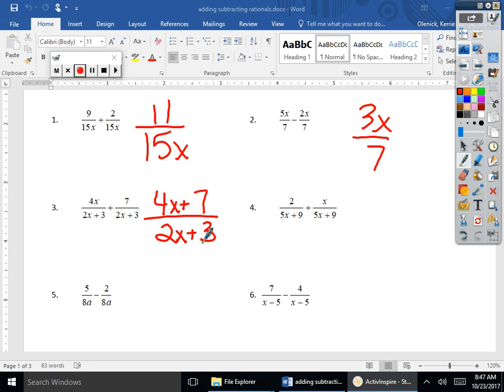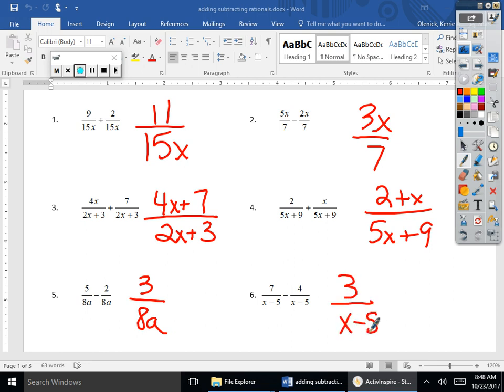Okay, number 4, 2 plus x, 5x plus 9. Okay, number 5, 3 over 8a, and number 6, 3 over x minus 5. Excellent. Okay, let's take a trip down memory lane.